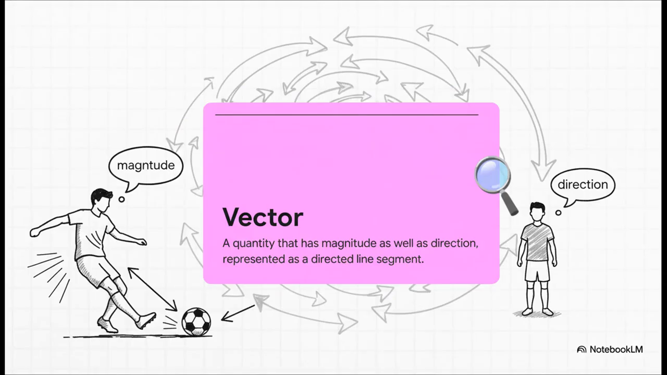Honestly, the absolute easiest way to picture a vector is just as an arrow. The length of that arrow, that's the magnitude, the how much, like the force of that kick. And the arrowhead itself shows the direction, the which way, aiming right for your teammate.